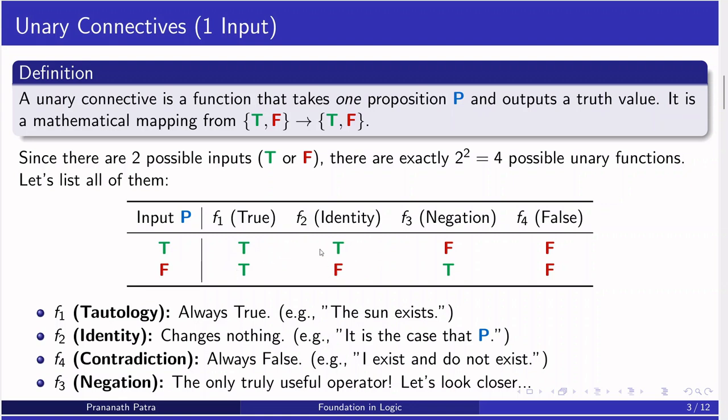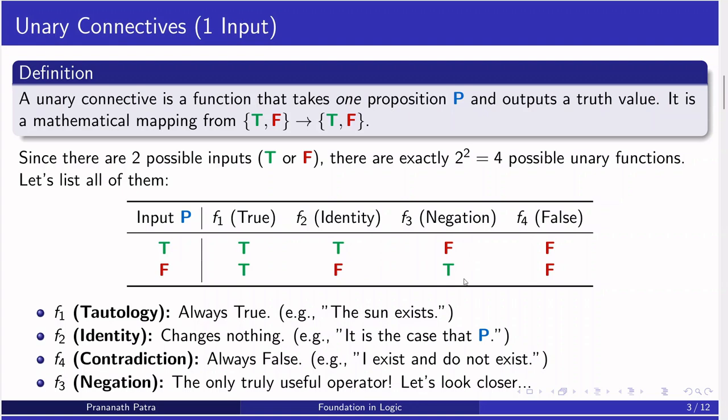F2 just echoes back whatever you put in. Input true, get true. Input false, get false. That's the identity. It changes nothing. F4 always outputs false, no matter what. That's a contradiction, something that can never be true, like saying I exist and I do not exist at the same time. And then there's F3, negation. This is the one that actually does something interesting.